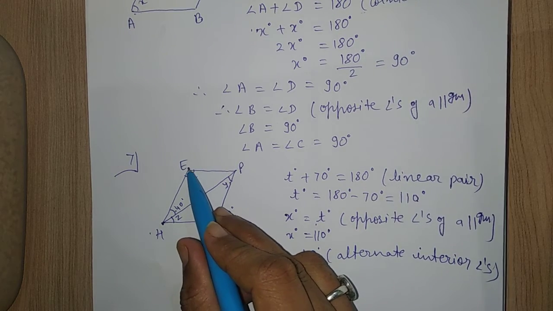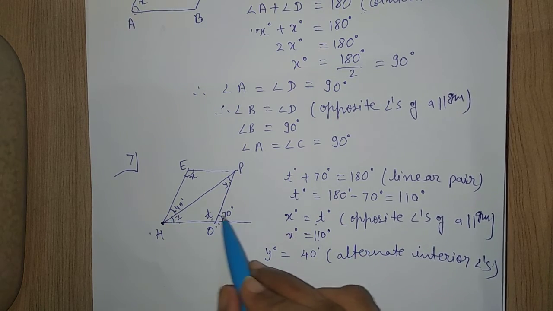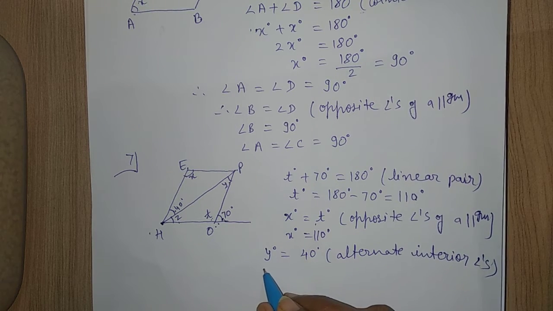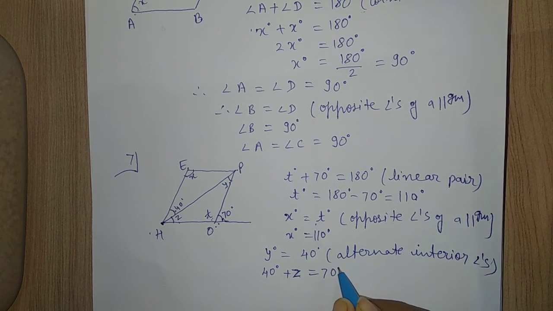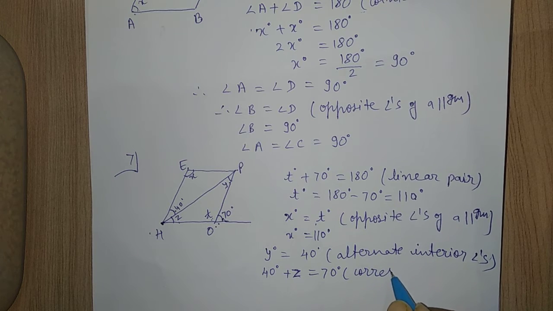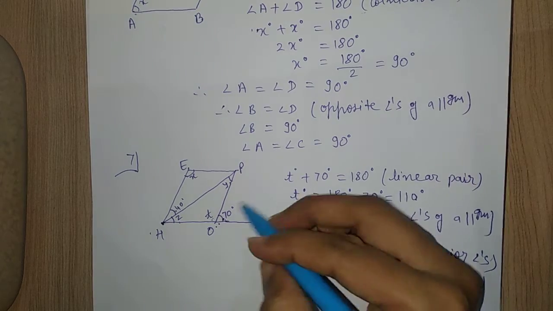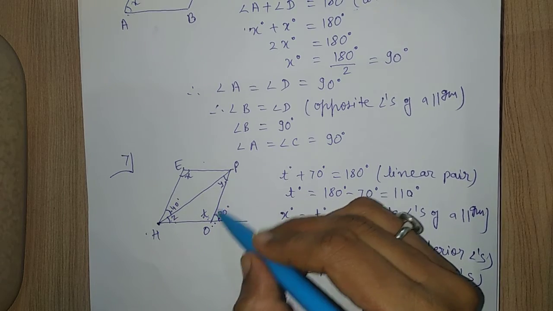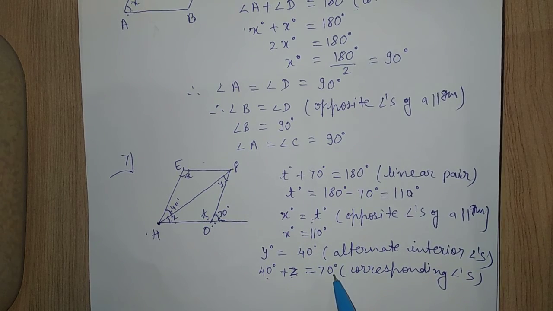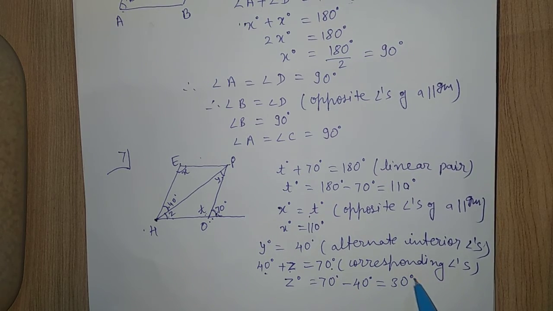Now angle EHO is equal to this angle. Since these are corresponding angles, so we can write 40 degree plus z is equal to 70 degree. Reason is corresponding angles. Since these two lines are parallel, so this is a corresponding angle of this angle. So 40 plus z is equal to 70 degree. So z degree is equal to 70 minus 40 degree, that is 30 degree.